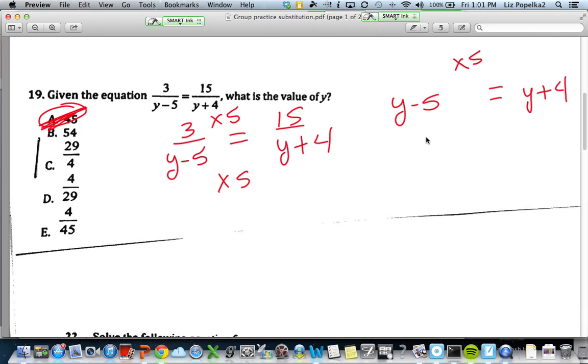Remember, in order for this to work, whatever y minus 5 ends up being, I have to be able to multiply it by 5 and get whatever y plus 4 is. So that's not going to work. Let me try option B, 54. So 54 minus 5 would give me 49 for this side, and 54 plus 4 would give me 58. Okay, 49 times 5 is not 58. So again, B is out.